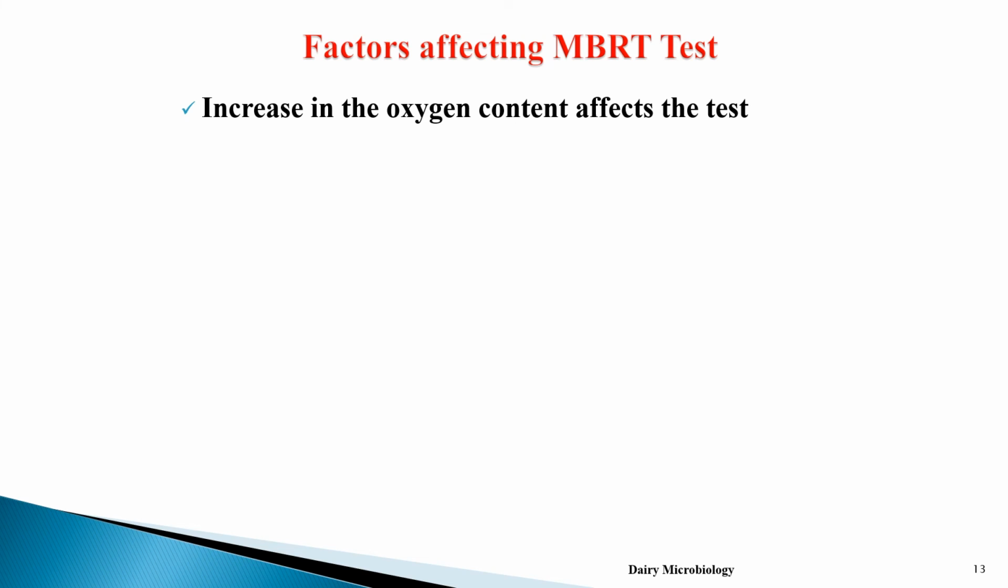Next will be the factors affecting the MBRT test. Now this test is based on the principle of redox potential. The oxygen content must be used during the growth of the microorganisms. And when there is utilization of oxygen during the growth, the dye which is present will get reduced, which results in color disappearance. Any manipulation that increases the oxygen content affects the test.